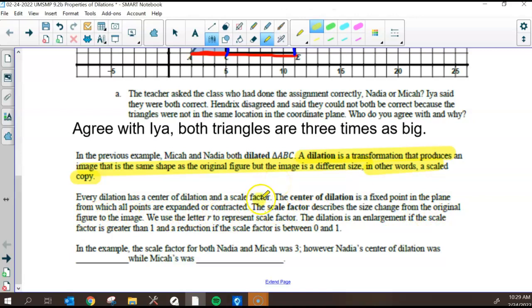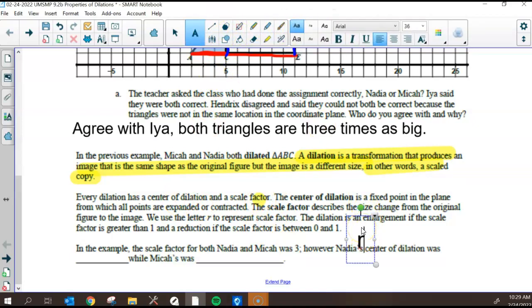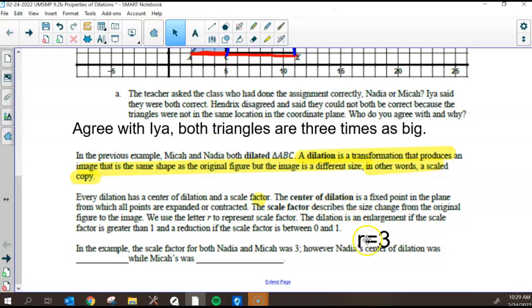So later on, I might say something like R is equal to 3. That just means that the scale factor of the dilation is 3. We just use the variable R most of the time. And if that variable R is greater than 1, then it's going to be an enlargement. If it is between 0 and 1, then it is going to be a reduction.